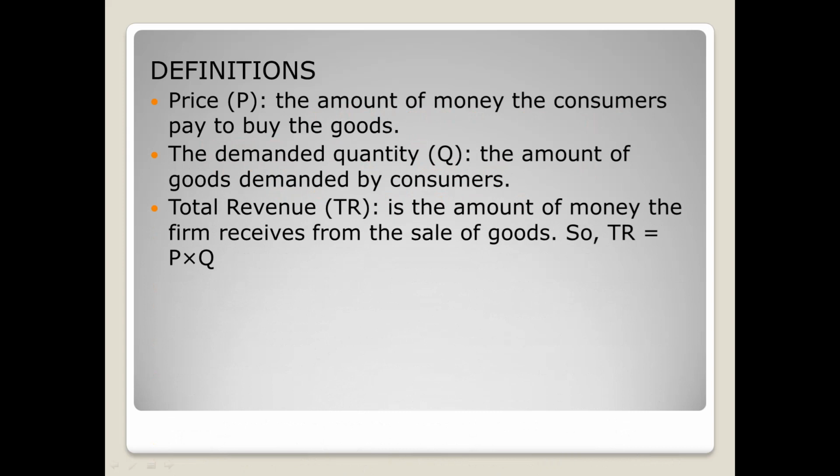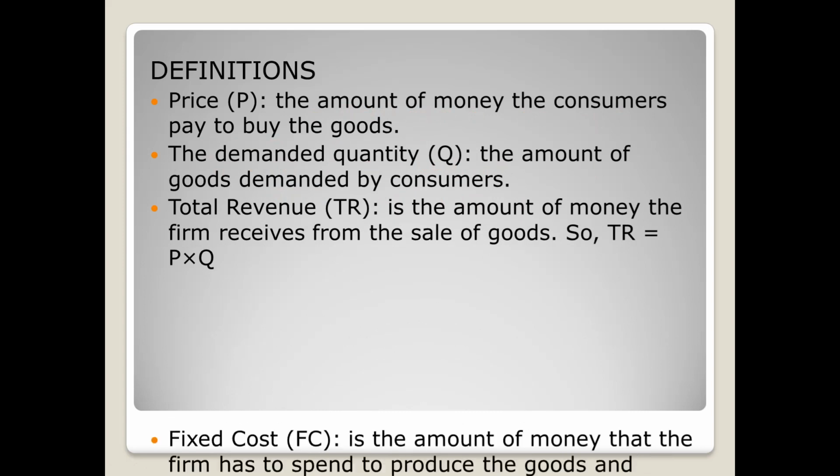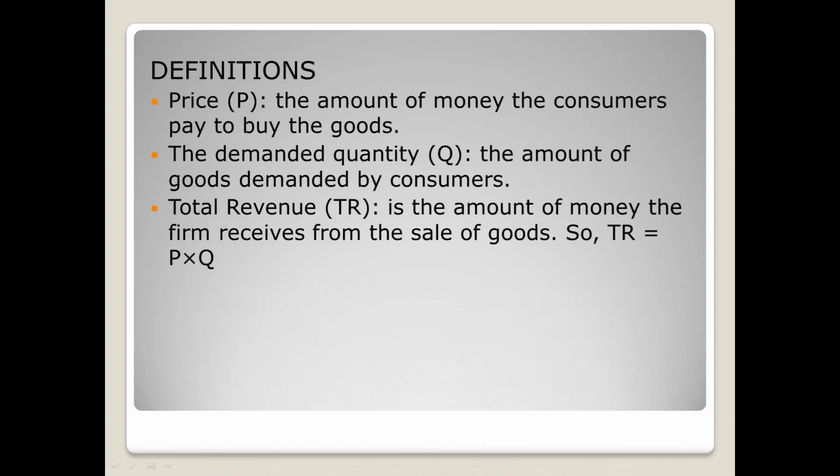And the total revenue, we use the symbol TR for that. It's the amount of money the firm receives from the sale of goods. So TR equals P multiplied by Q. If we multiply the price by the quantity of goods, we will get the total revenue, the amount of money that the salesman will receive when he sells goods to the consumers.